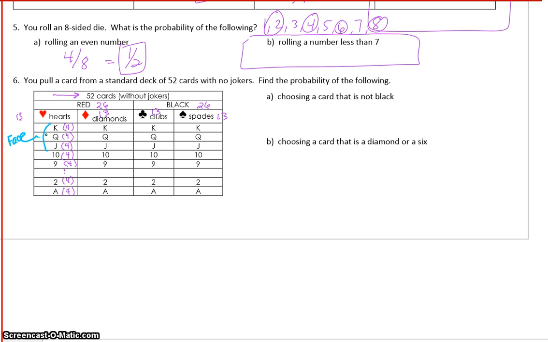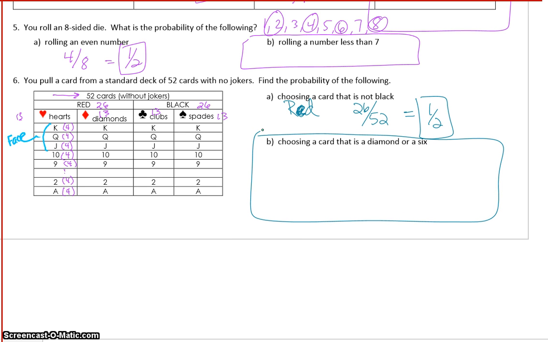So let's go ahead and find the probability of choosing a card that is not black. That means we want to choose a card that is red. So how many red cards are there? There are 26 red cards out of 52 total cards. Again, that reduces to 1/2. Please try B for tomorrow, but please make sure that you take into consideration that you are finding the card that is a diamond or a 6, but don't double count the 6 of diamonds.